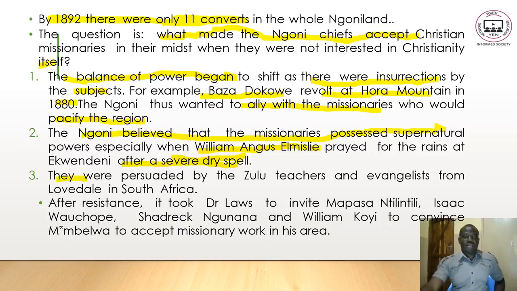And again, the Ngoni also were persuaded by the Zulu teachers and the evangelists from Lovedale in South Africa, William Tusane Koi, Shadrach Ngunana, Mapasa, and all those four members. They were persuaded by them to say, oh, even Ngoni can talk of the Christian things. Therefore, it means that we can also embrace this religion ourselves. So after resistance, it took Dr. Laws to invite Mapasa Ntintiri and his friends to convince Mberwa to accept the missionary work in his area. So it was the work of those South African guys that managed to convince the Ngoni to accept Christianity in their area.